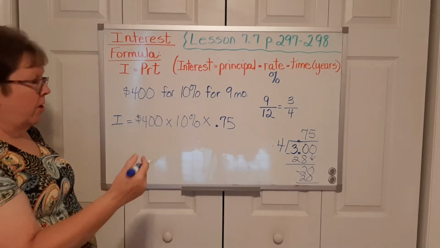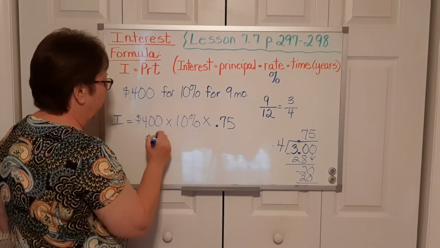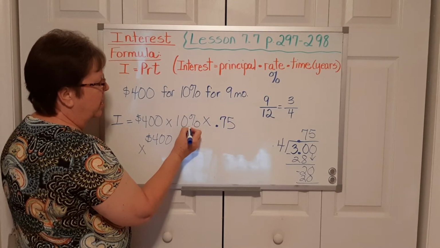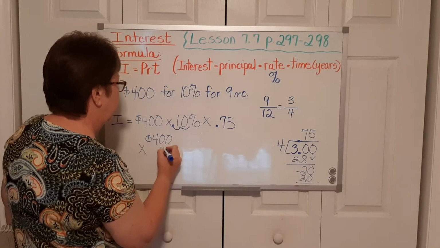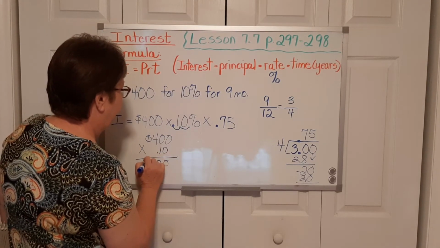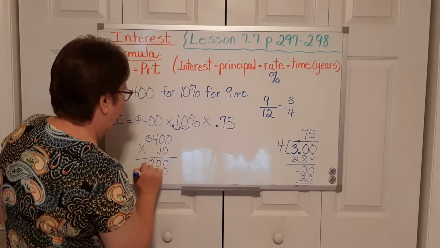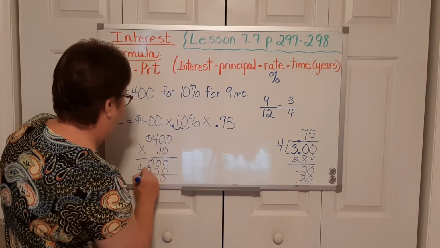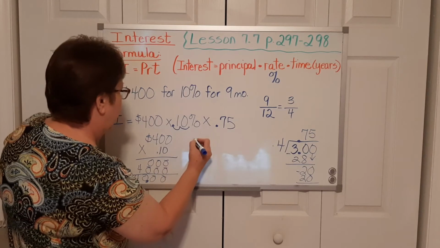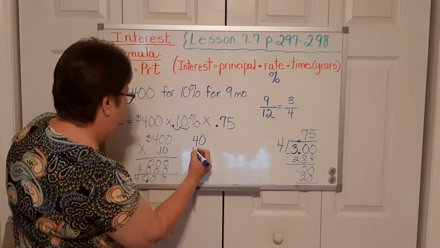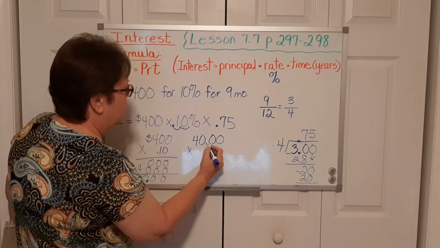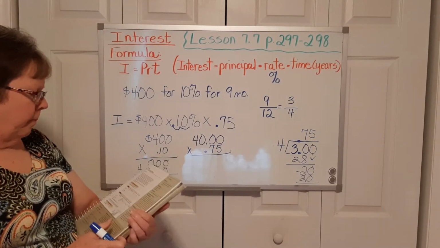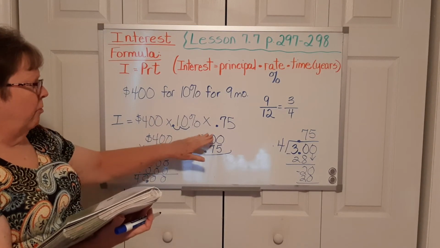Okay? So here's what you have to do. Take $400 times 10%, make it a decimal. So our decimal point's here, so 2 places to the left would be 0.10. Okay? All right, so you've got 400.00 times your 0.75. Okay? All right.